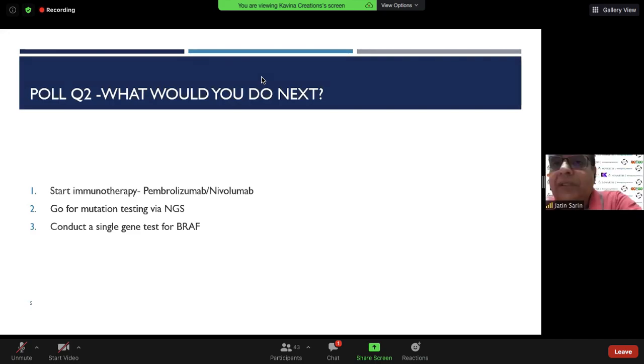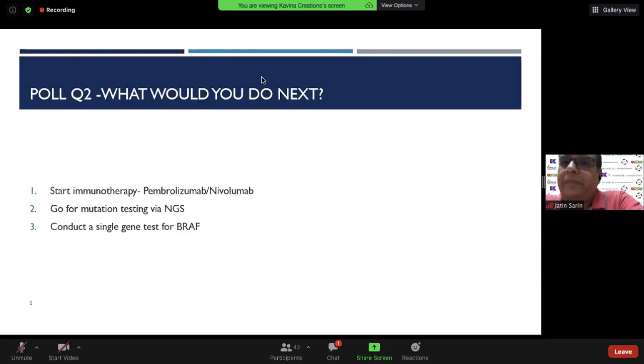Okay. So, Dr. Sharad, which test will you go for? You will go for mutation testing by next generation sequencing, or you will conduct a single gene test for BRAF? Prefer next generation sequencing. Okay. Suppose there are logistics to say that you cannot send NGS and the patient is not that affordable. Would you go for a single gene test for BRAF? That will be a logical option. Perfect. Because we have a drug for this biomarker, so why not test for BRAF?